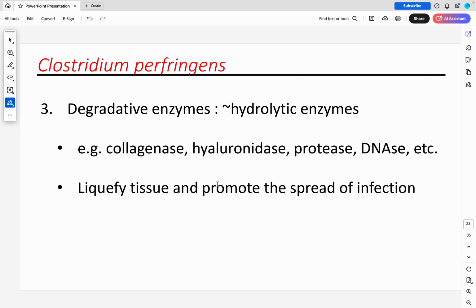Okay. C. perfringens, in relation to its very important sequelae, which is destruction of soft tissue, primarily attributes that capacity to its degradative enzymes. So it's able to secrete hydrolytic enzymes, collagenases, hyaluronidases, proteases, and DNases, which are all responsible for tissue liquefaction and allowing for further invasion or spread of the infection.